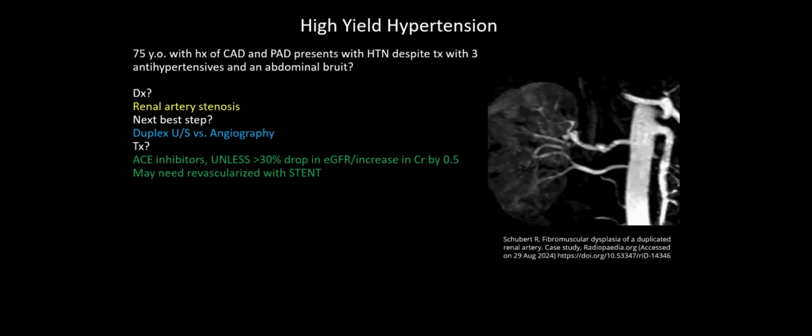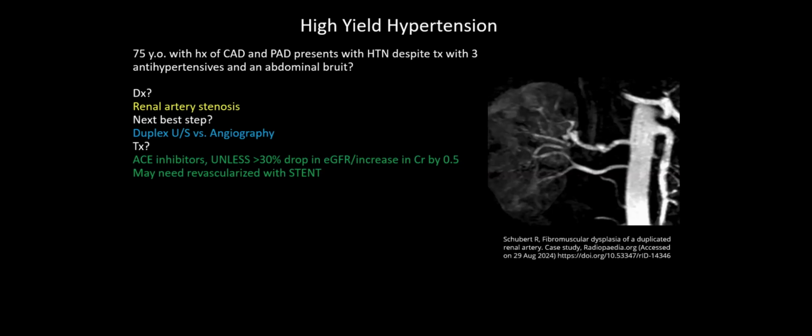But usually on the test, your treatment is going to be ACE inhibitors, and just be ready to say, oh, we need to hold the ACE inhibitor, stop the ACE inhibitor if there's over a 30% change in the creatinine or eGFR after that. So very good to know, very high yield case for renal artery stenosis there.